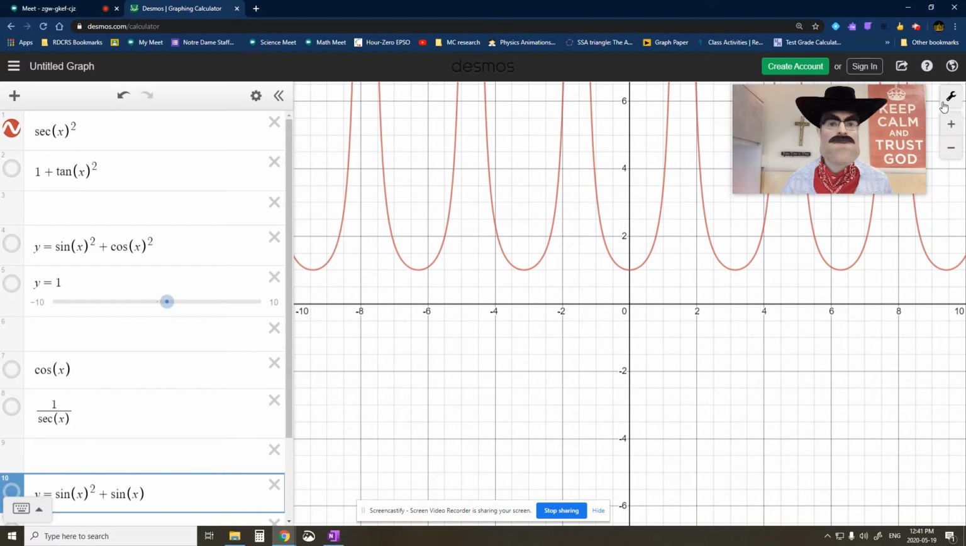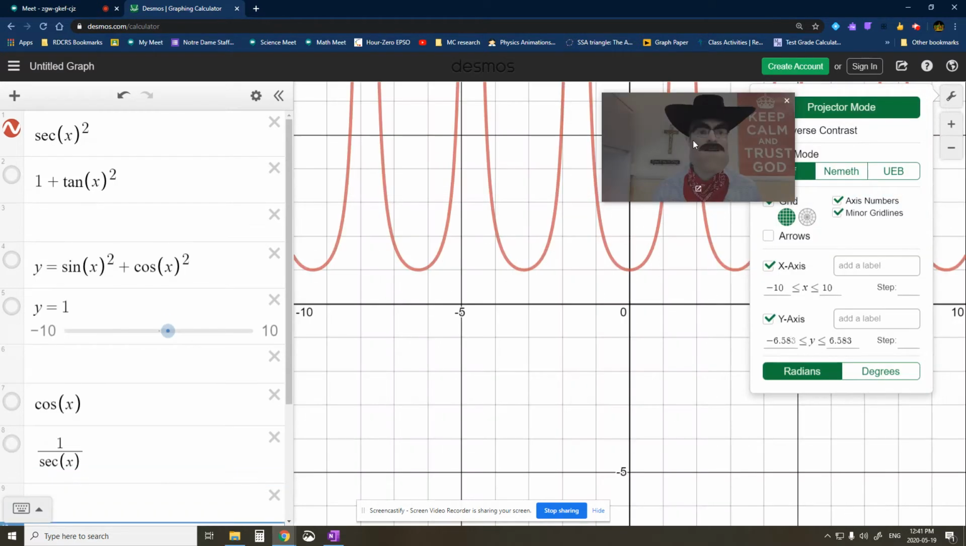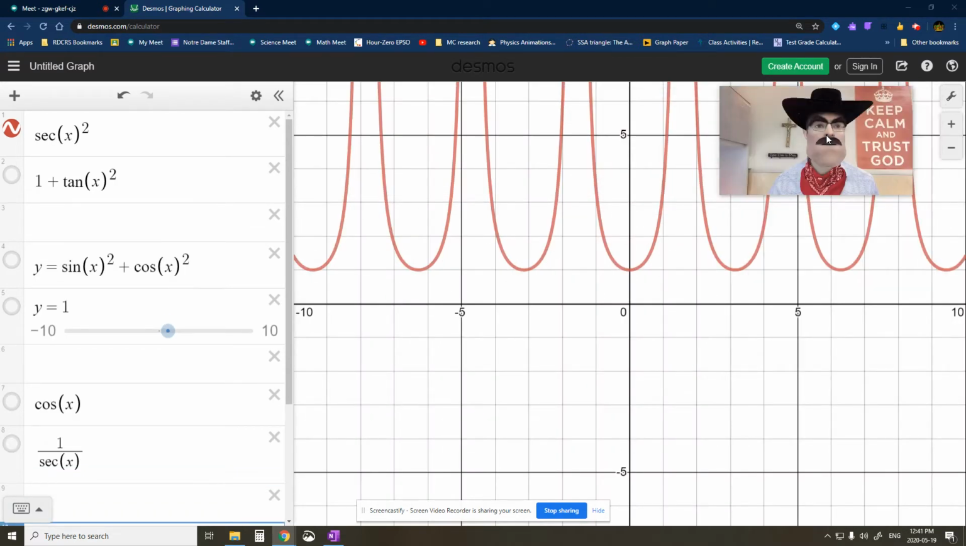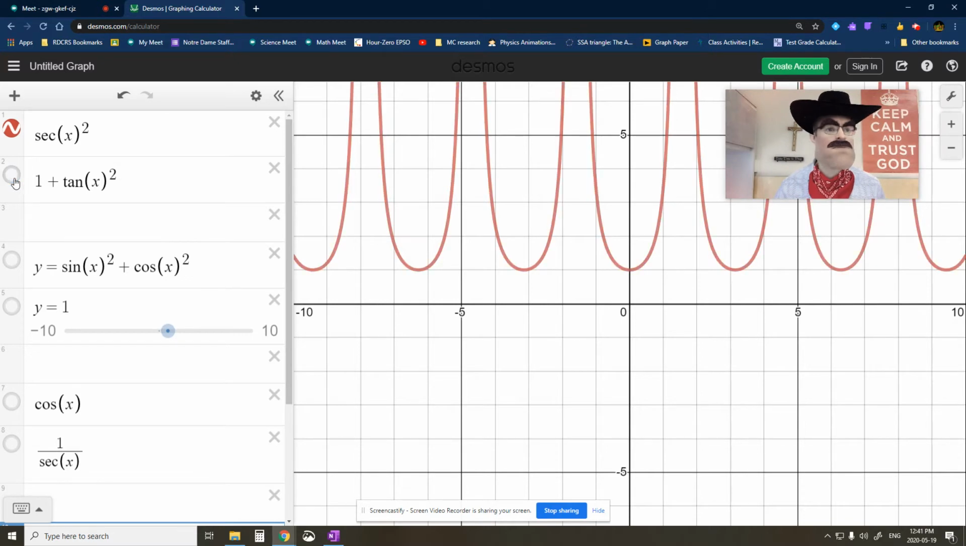So if I change this to be a bit thicker, you'll see it change a bit better. Okay, yeah, so you can see that those two are exactly the same, right? So that at least verifies that they're identities. It doesn't prove that they're identities, but it gives you a good indication that, yeah, these ones could be identities.